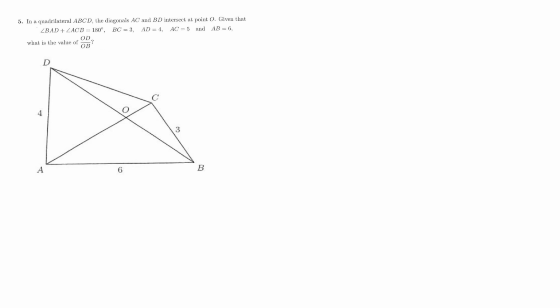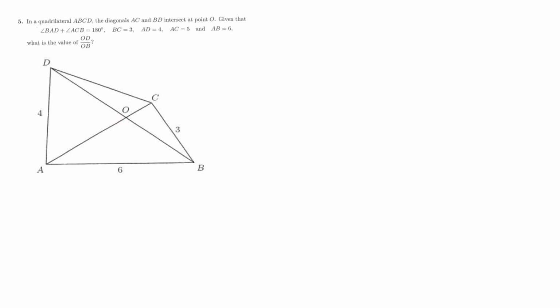So in this quadrilateral we know the length of this side, this side, this side, and the length of this diagonal. And we know that the angle BAD, which is this, plus the angle ACB, which is this, give us 180 degrees. So these two angles add up to 180 degrees. And we have to find the ratio of OD to OB.